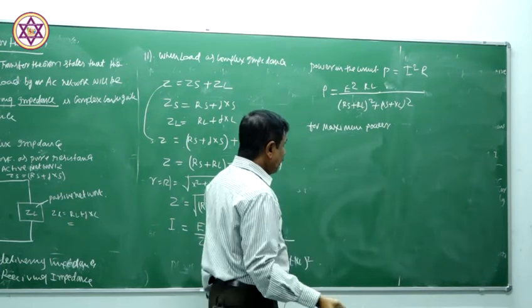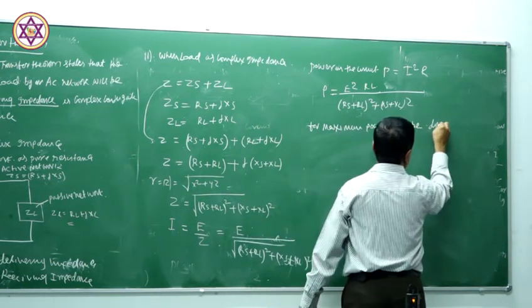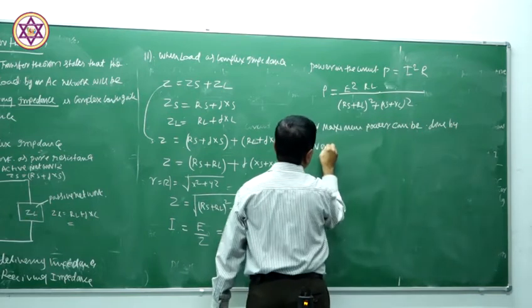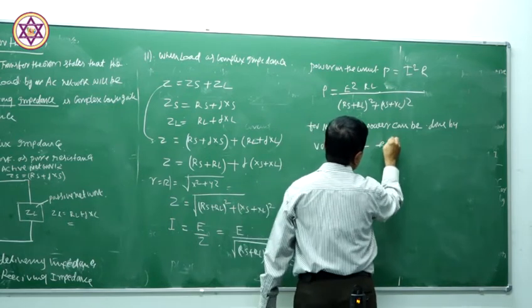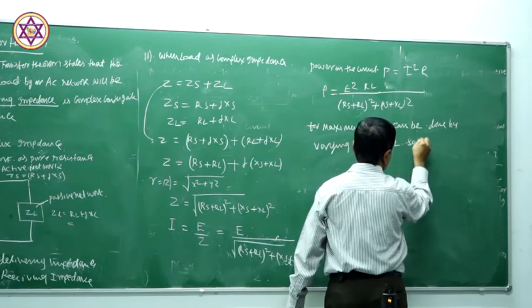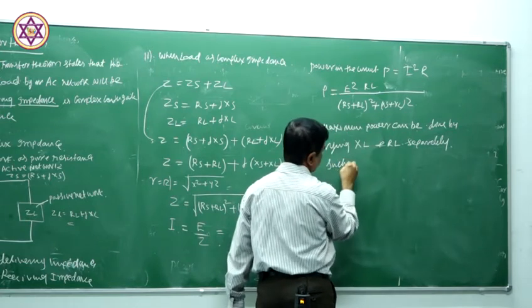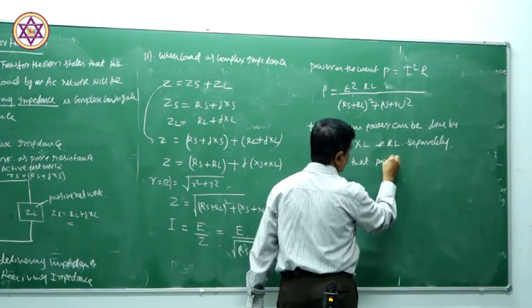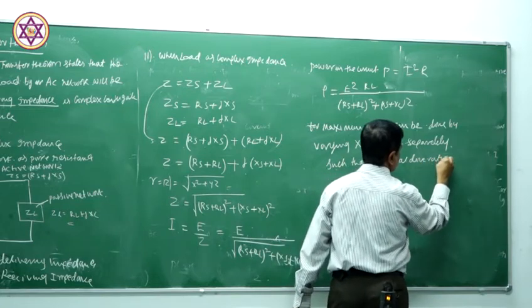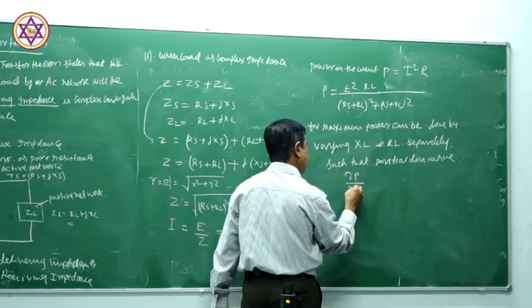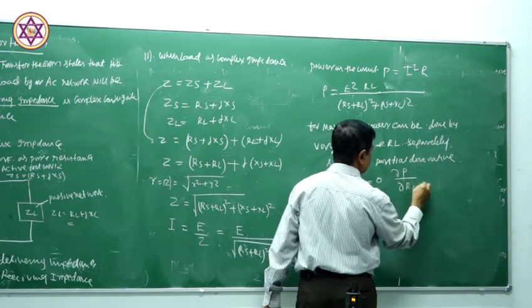power can be maximized by varying XL and RL separately, so that the partial derivative dP by dXL is equal to 0, or dP by dRL is equal to 0.